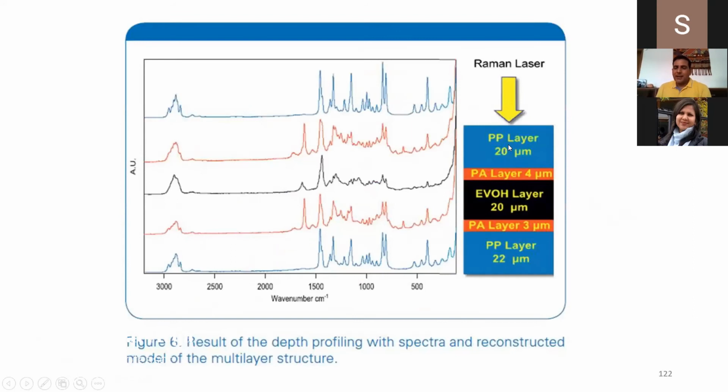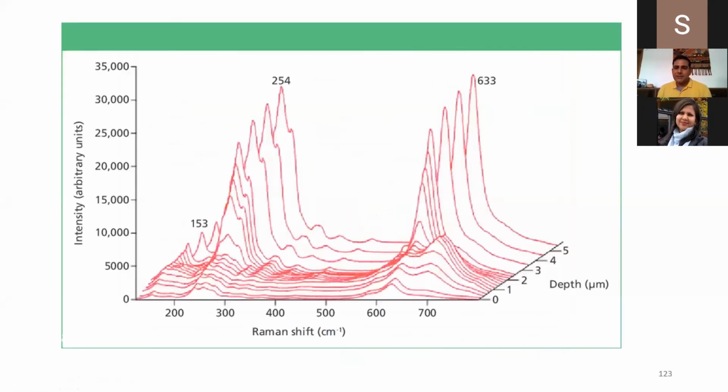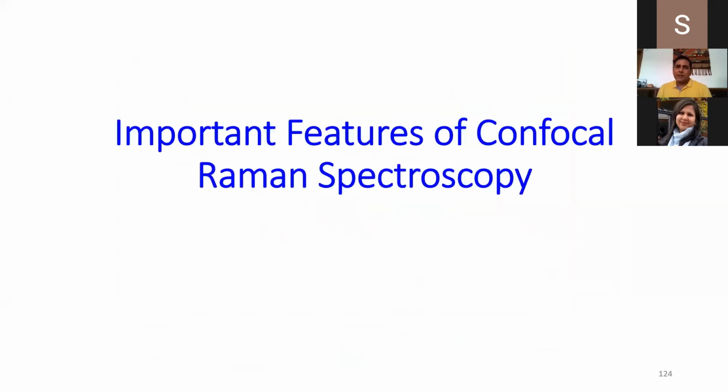This is again the layer by layer characterization. Each layer will have a different peak, and based on the new peaks arising or the peak height, you can quantify your concentration, as I explained previously. This is again the depth profile. Now, what is the important aspect of the confocal part?